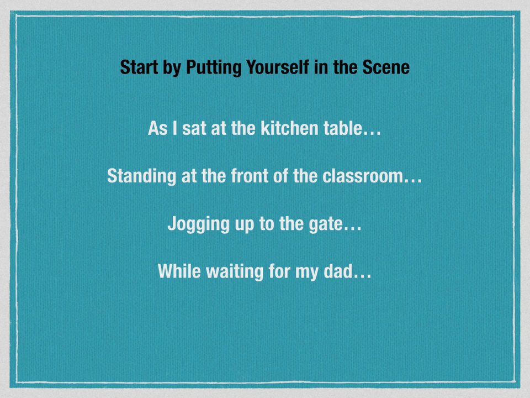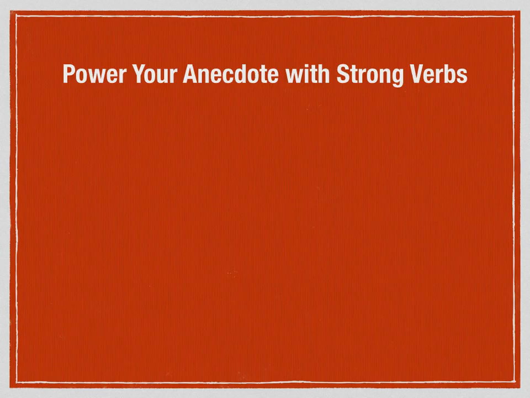When you're ready to try to put together your little story, consider if someone said something that you could include as a snippet of dialogue, which will give the essay a nice storytelling tone. One trick to get you started is to describe what you were doing at the time and go from there, such as, I sat at the kitchen table, or standing at the front of the classroom, or jogging up to the gate, or while waiting for my dad.